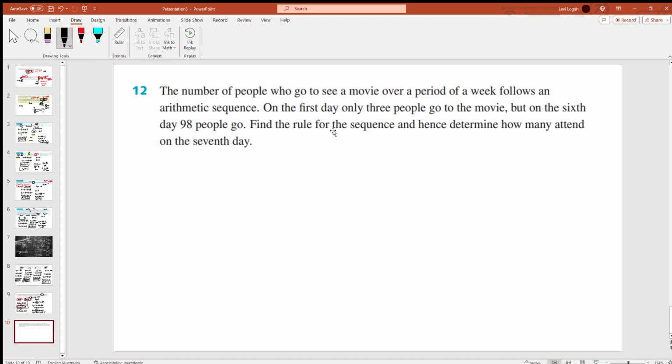So, we've got the first term straight away, so we can use our normal formula here. So, T of n equals T of 1 plus n minus 1 times by d. So we don't need to change any index because we have the first term here. So T of 1 is 3, and now we also have T of 6 is 98. So we can substitute this information here. So we go T of 6 equals T of 1 plus 6 minus 1 times by d.